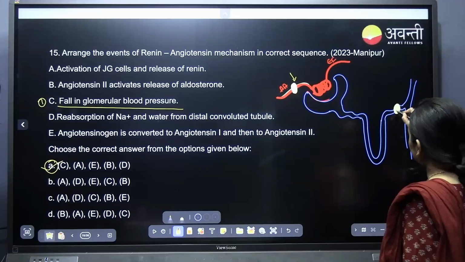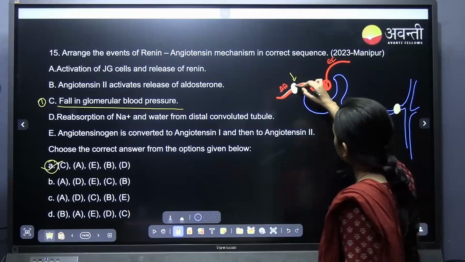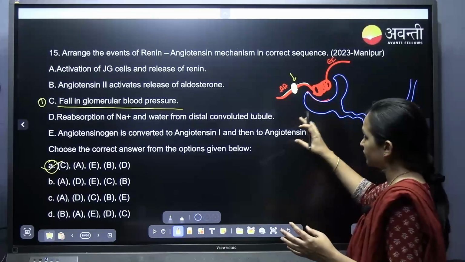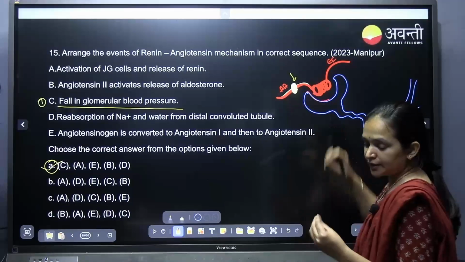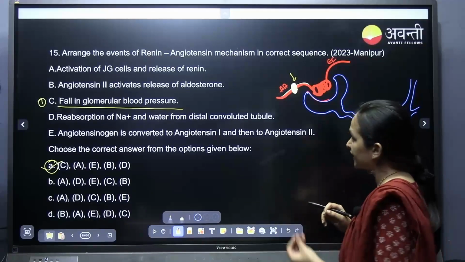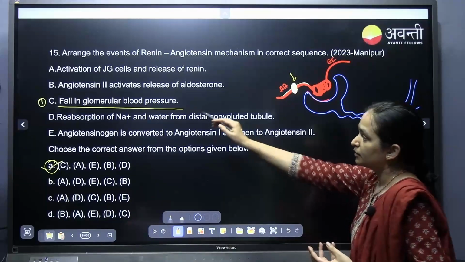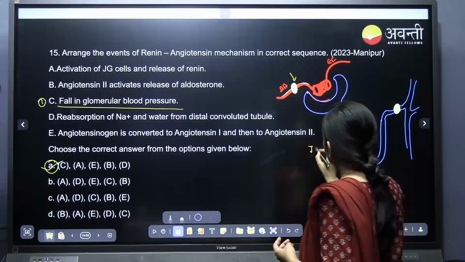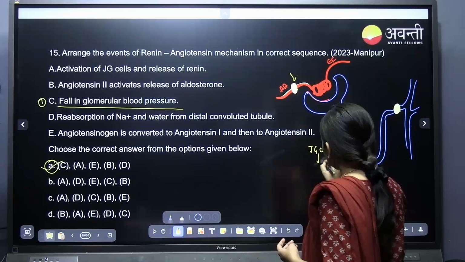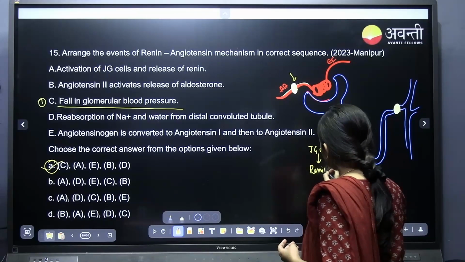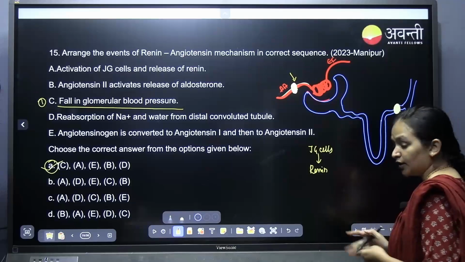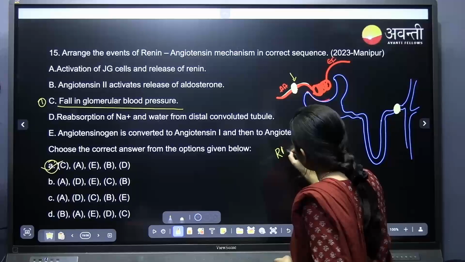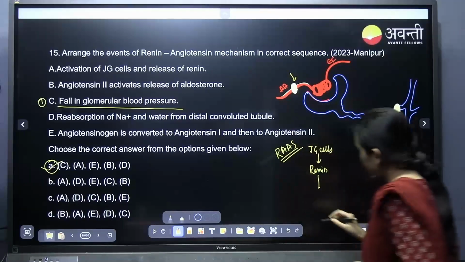So JG cells have receptors, and they receive the signal that there is a fall in the glomerular blood pressure. Immediately these JG cells secrete renin. What this renin does, this whole thing we call the RAS mechanism. I'll tell you what it is.